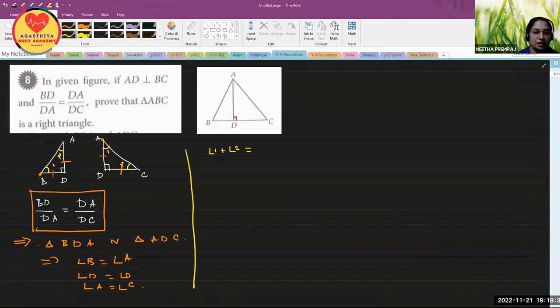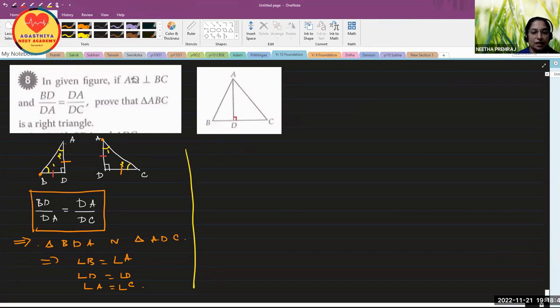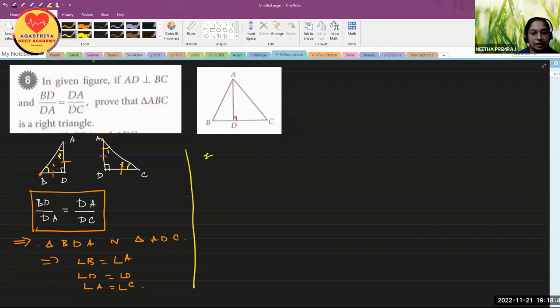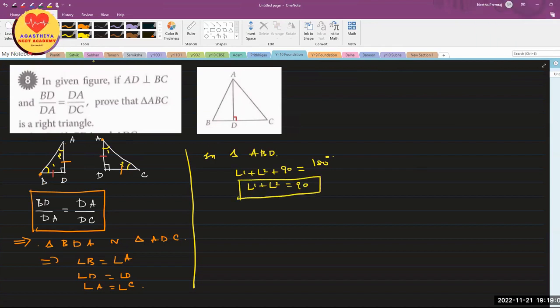That also must be 90 degrees, right? If you take any triangle, in triangle ABD, angle 1 plus angle 2 plus 90 degrees must be equal to 180 degrees, isn't it? So angle 1 plus angle 2 must be 90 degrees, correct? Yes, ma'am.